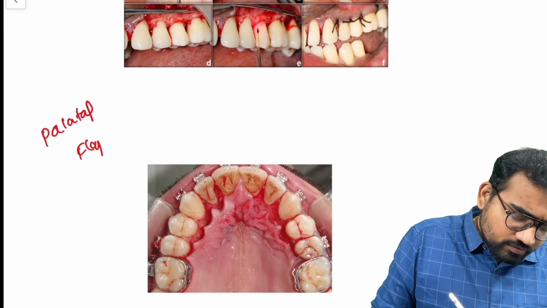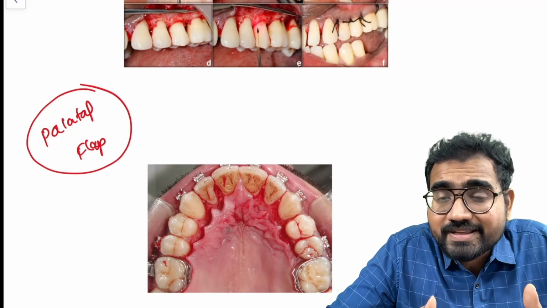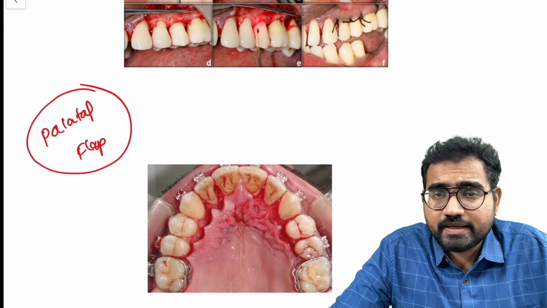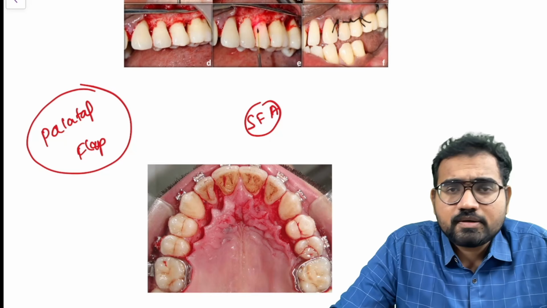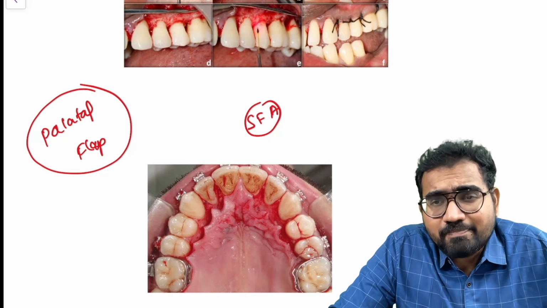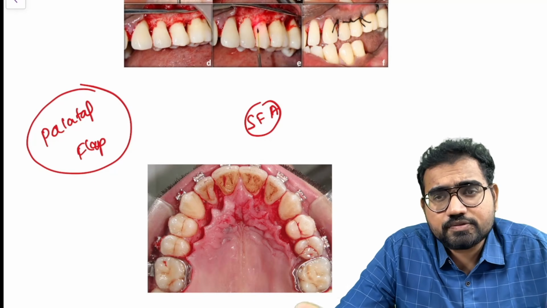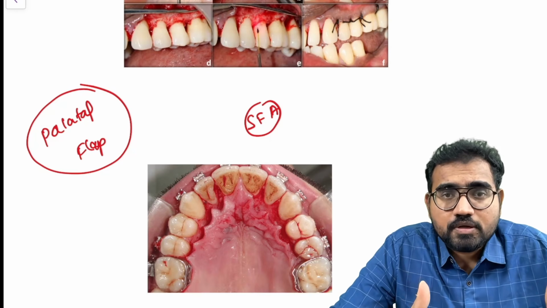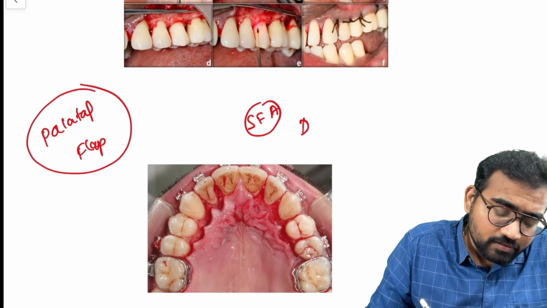Whenever you raise a flap buccally, you should also raise the flap palatally. There are a few concepts now arising, like the single flap approach. Single flap approach is nothing but they say that only buccal reflection of the flap is enough. Do a nice curettage, suture it off, or nice scaling and root planing, suture it off. Or sometimes a few authors say that no, double flap elevation is needed.